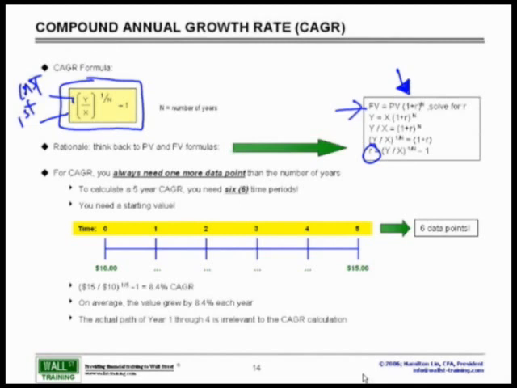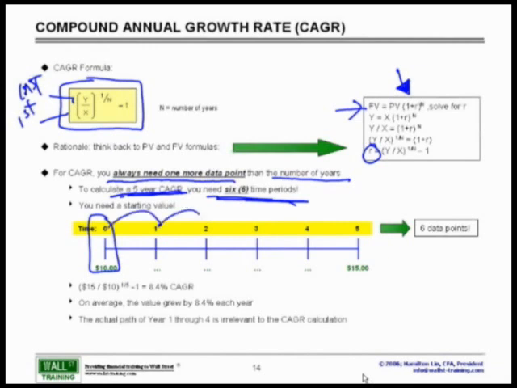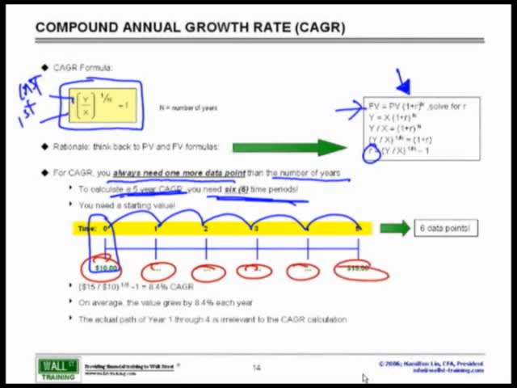Remember, here's the key. This is tricky. For the CAGR, you will always need one more data point than the number of years. For instance, in order to calculate a 5-year CAGR, 5-year compound annual growth rate, you need 6 time periods. Meaning, if I have time period 0 and I want to calculate 5 years out, I need 1, 2, 3, 4, 5 years, but I actually need 1, 2, 3, 4, 5, 6 periods worth of cash flows. In fact, I only need the first and the last. But just keep that in mind.